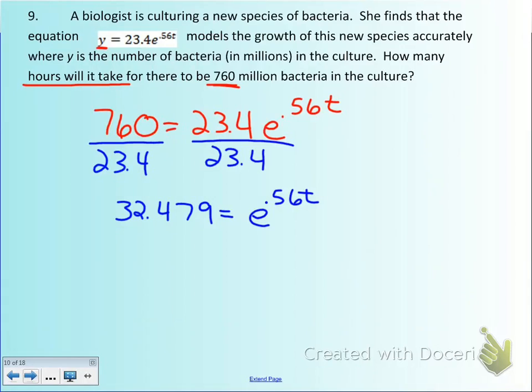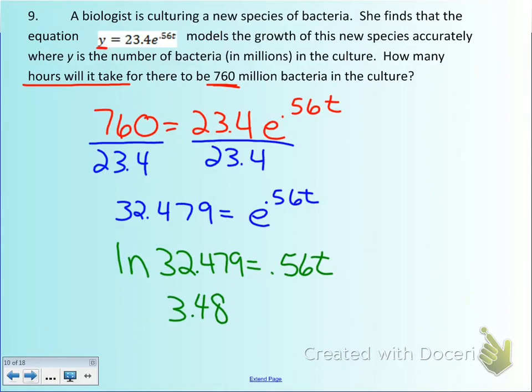Now here in exponential form, we really can't do anything else with this, so we're going to turn it into logarithmic form. Now we have base e, so that means when we turn it into logarithmic form, it's not a regular log, it's our natural log. So the natural log of 32.479 equals the exponent of 0.56 t. So in our calculator, we do the natural log of 32.479. We get out 3.4806, and that's equal to the 0.56 t.